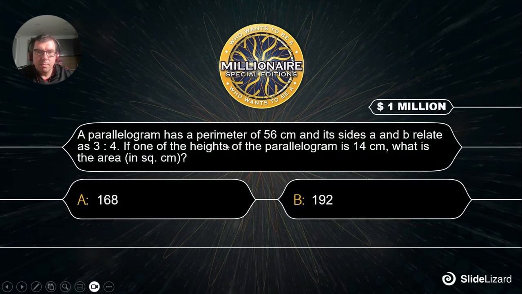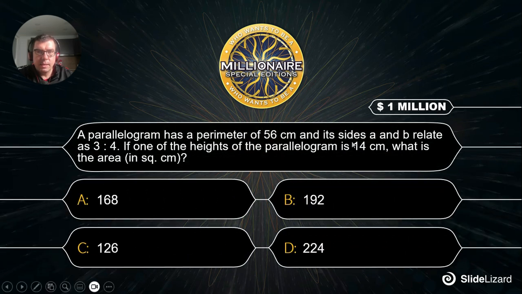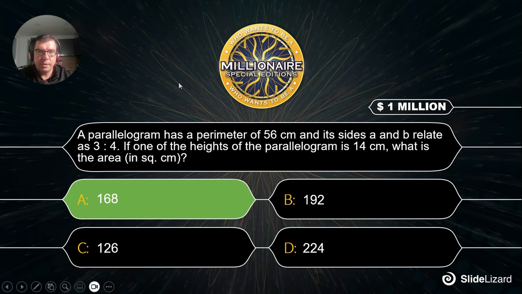A parallelogram has a perimeter of 56 and its sides A and B relate as 3 to 4. If one of the heights of the parallelogram is 14, what is the area in square centimeters? Did you find A, 168? That is correct. Let's solve it together.